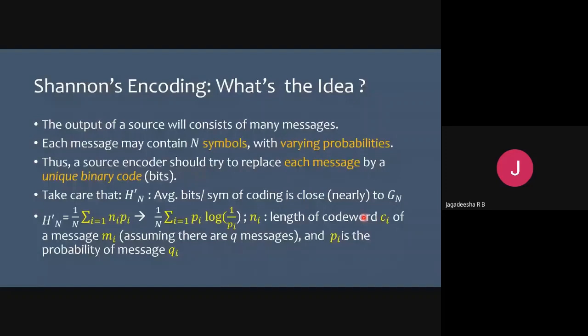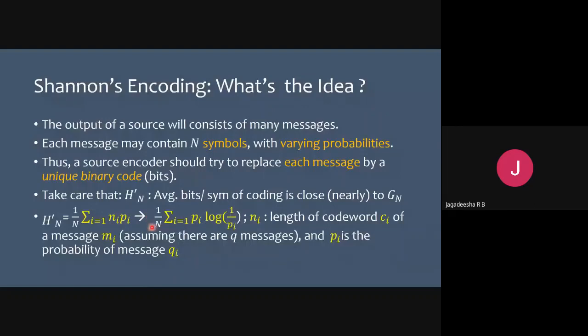So this term basically says what is the weightage of this particular symbol. It appears 2 times with the probability of 0.4 or 0.3 and so on. And that we compute for all the symbols we want to study, and then we take the average. That should be almost or nearly equal to G_N. We know G_N is the average information content, that is nothing but the summation of p_i log 1/p_i multiplied by 1/N.